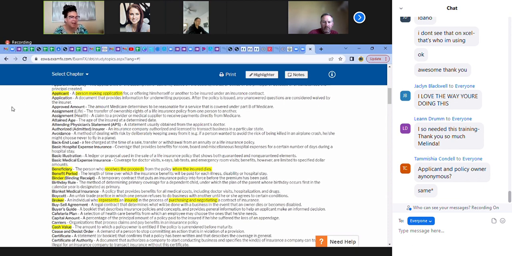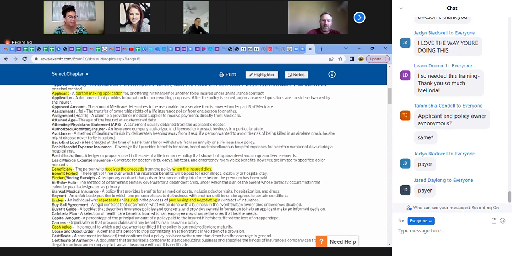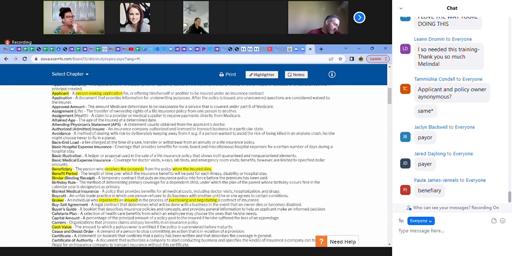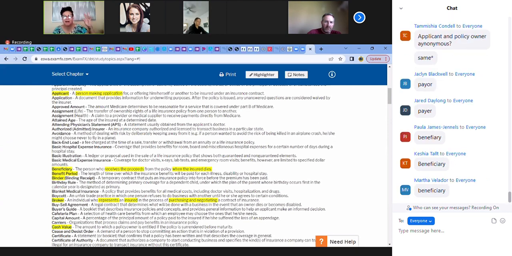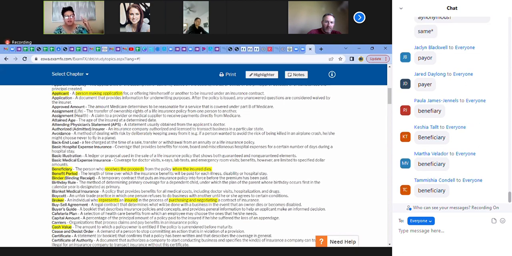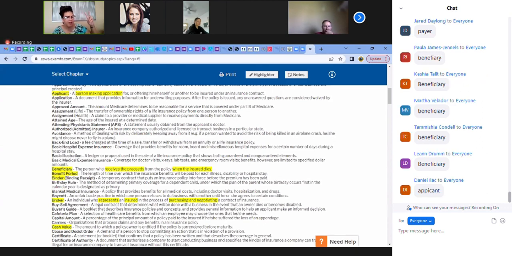So I see payer. Let's see, payer. Beneficiary. On an application, the insured can be all of the following except applicant, beneficiary, payer, policy owner. So we got beneficiaries, we got payers. So we got two, payer, and we got applicant. All right. So that's good. All right, beneficiary. So let's see what the answer is.